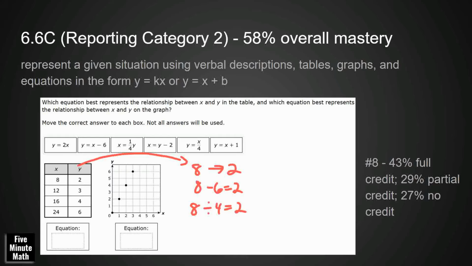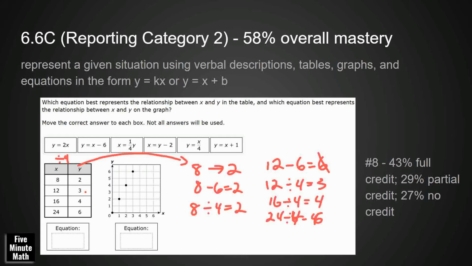So let's try that with the next one, 12. 12 minus 6 equals 6, which I need 3, so that's not going to work. 12 divided by 4 equals 3, that works. 16 divided by 4 equals 4, that works. 24 divided by 4 equals 6. Okay. So the rule here is divide by 4, but how do I show divide by 4?